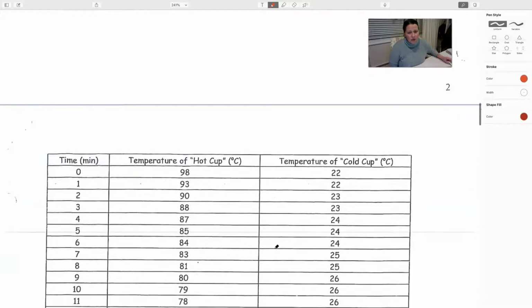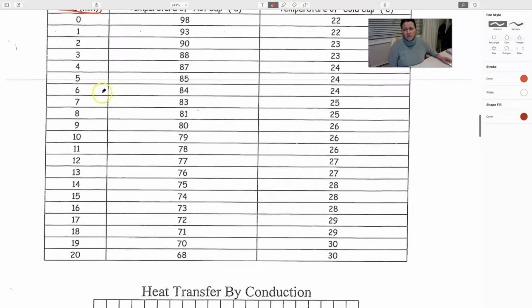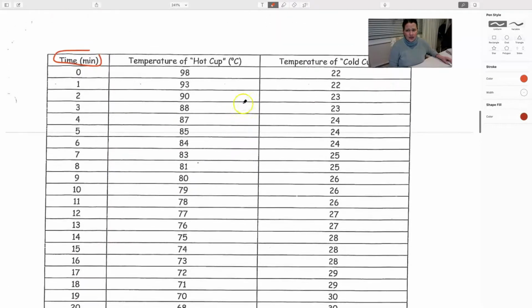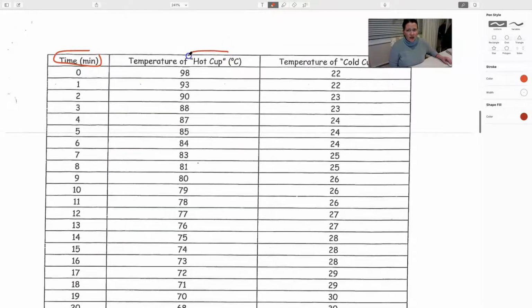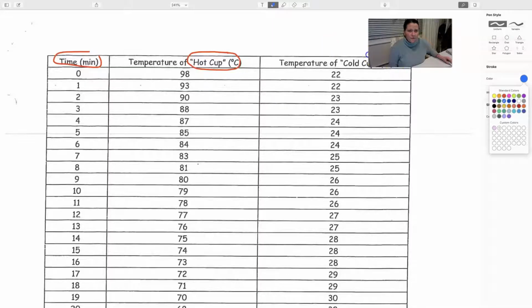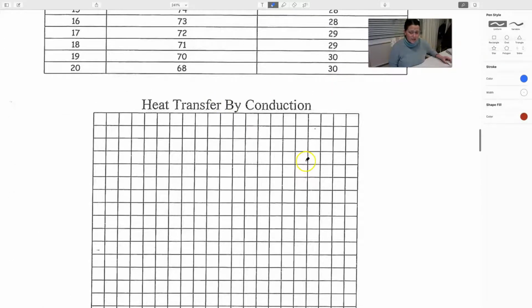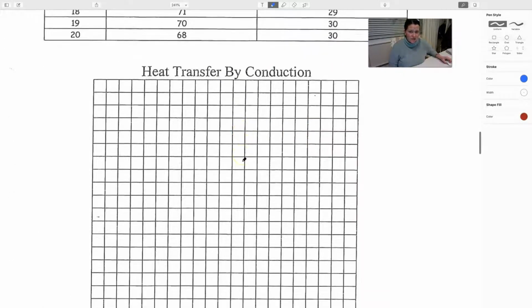So if you look, on the following page of this lab, you have data. You've got a time, it says 0 minutes through 20 minutes. And then you've got temperatures of your hot cup, and temperatures related to your cold cup. What they want you to do is plot both the hot cup and the cold cup on the graph below. So you're going to have 2 lines running across your graph.